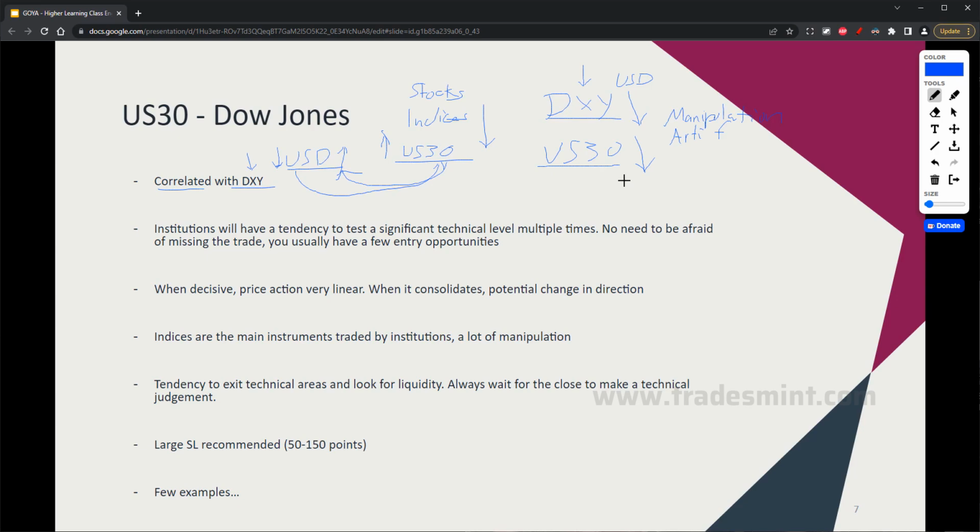Why is it being manipulated? Why is the price action artificial? Why is the DXY going down and US 30 going down at the same time? It's simply a question of positioning and liquidity. So if, let's say, JP Morgan wants to short the US dollar today and buy the Dow Jones. However, let's say the price of US 30 is here, and they want to buy it at this price, and let's say it's the 61.8 retracement.